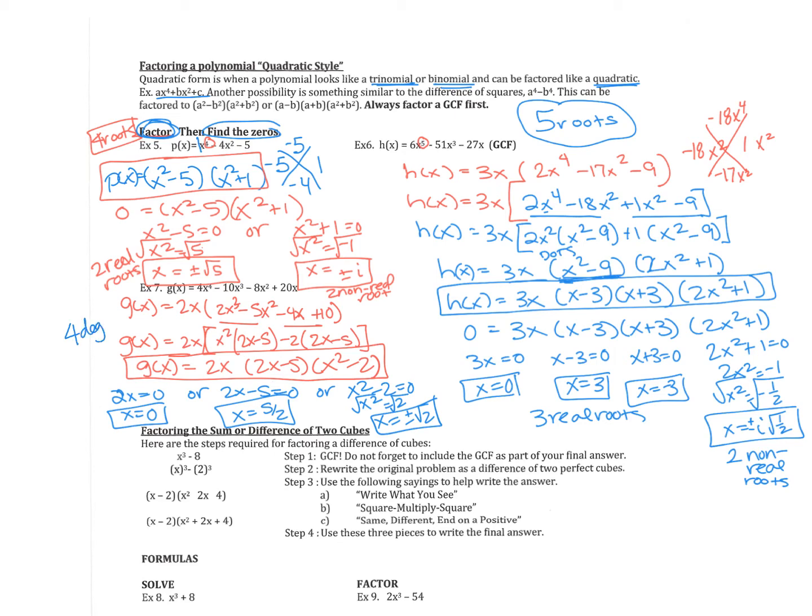These are all real roots. This is 4 real roots. I get 0, 5 halves, and then the square root of 2 is an actual number that I could graph on the x-axis. Plus 1.41 and minus 1.41. Those are my 4 real numbers that are my answers there.